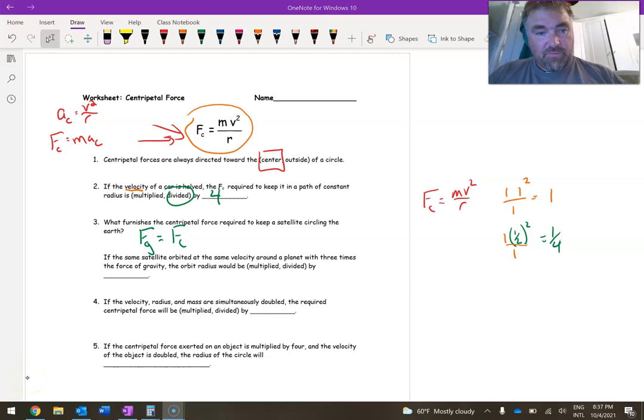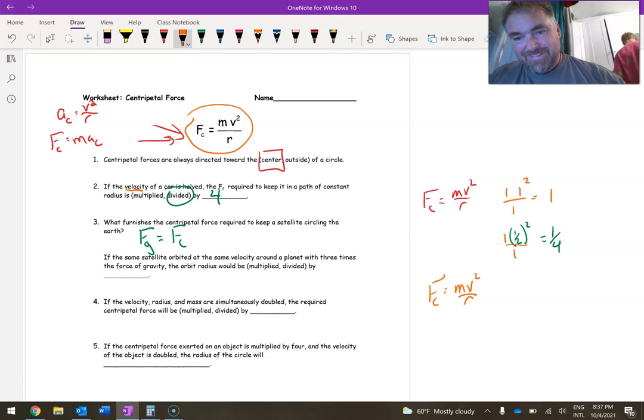For this one, we take up the exact same numbers. It now tells us that we're looking at the centripetal force and the radius. So my centripetal force is equal to mv squared over r. My force is going to be 1, my mass is 1, my velocity is 1, don't forget to square it, and my radius is 1. So 1 is equal to 1. But now I'm going to make that centripetal force 3 times as much. So this is going to have to be 3.